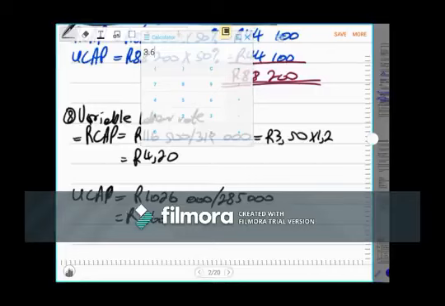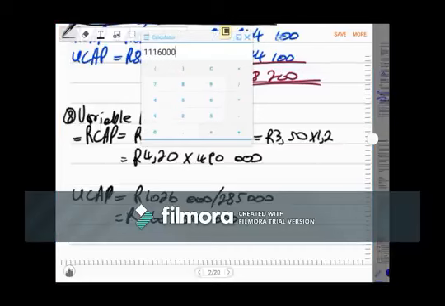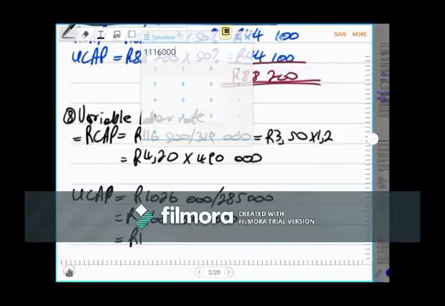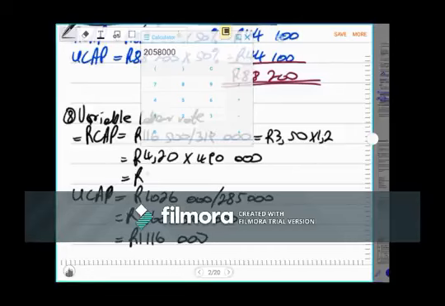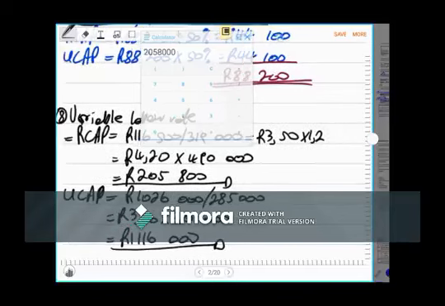Therefore, now we just have to multiply this by 310,000 units that were manufactured. Then this one will be multiplied by 490,000 units that are manufactured based on the new production after the discontinuation. Then this will give us 1,116,000 rands, and this will be 420 times this by 490,000 units. It gives us the total of 2,005,800.